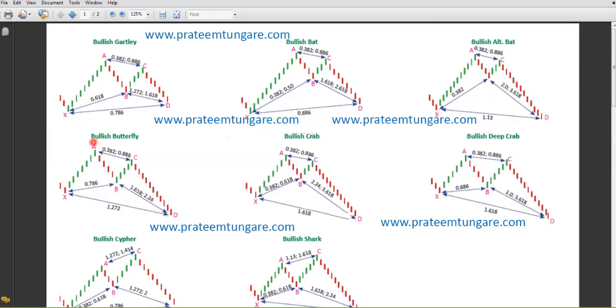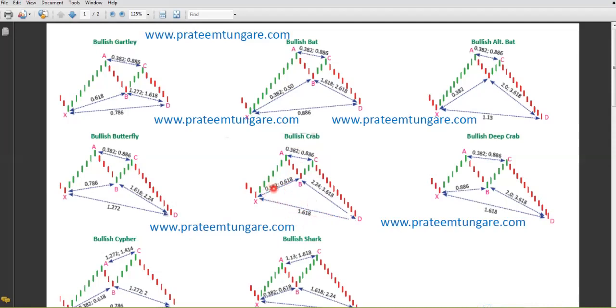Now the next pattern we will see is the bullish butterfly. If the XB value is very near to 0.786, it can be a butterfly pattern. And if it is a butterfly pattern, then the XD should be 1.272. Very, very simple. In the bullish crab, the XB value can be between 0.382 to 0.618, and the XD value will be 1.618.